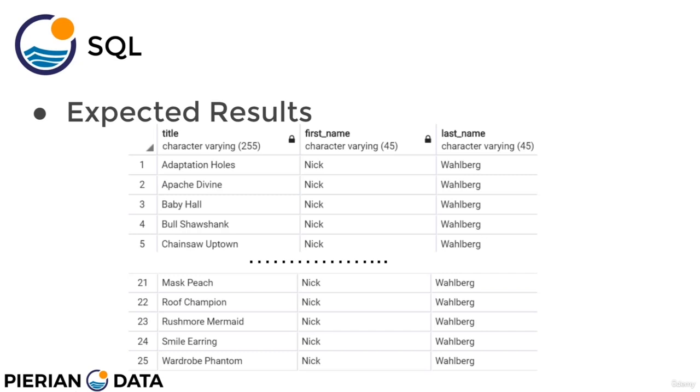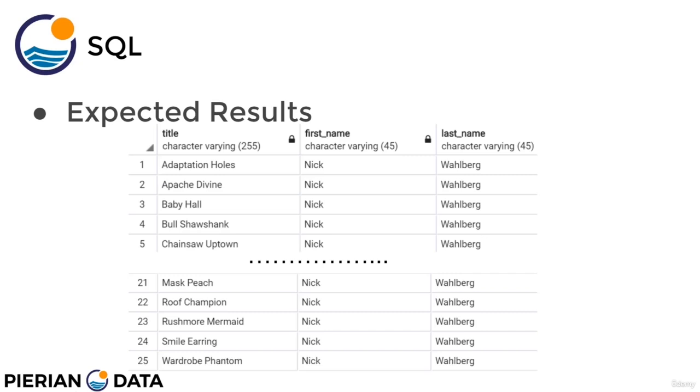And this is really where you get to expand your skill set and become good at looking up information online instead of just becoming a master of memorizing everything. In fact, it's a much more valuable skill to be able to look things up for new situations because you're always going to be encountering new situations. So I really encourage you to just pause the video and try your hardest to see if you can replicate this expected result table and get back the 25 movies that Nick Wahlberg has been in.